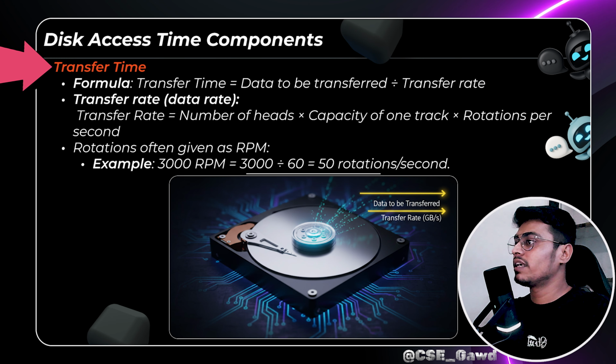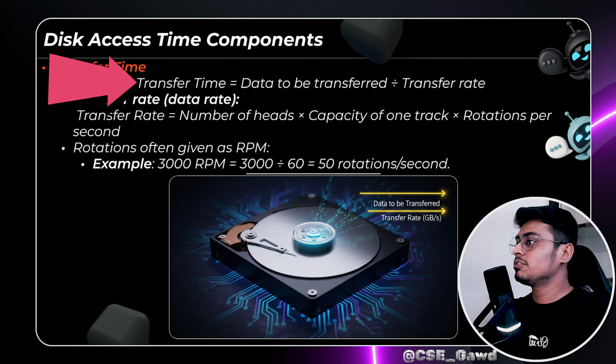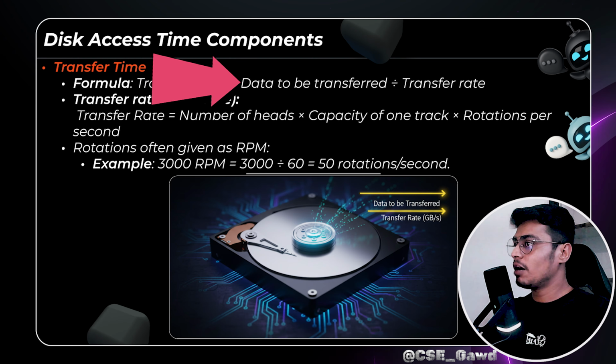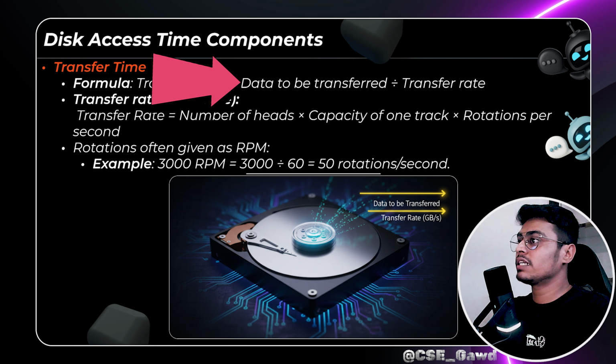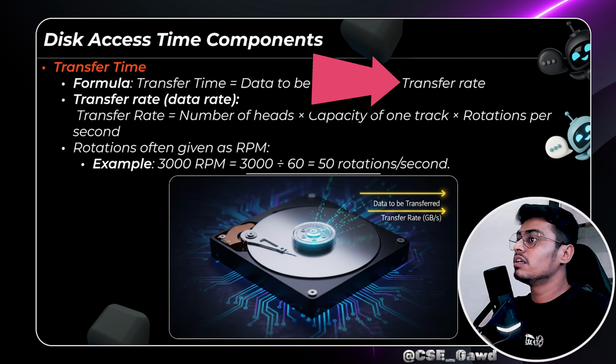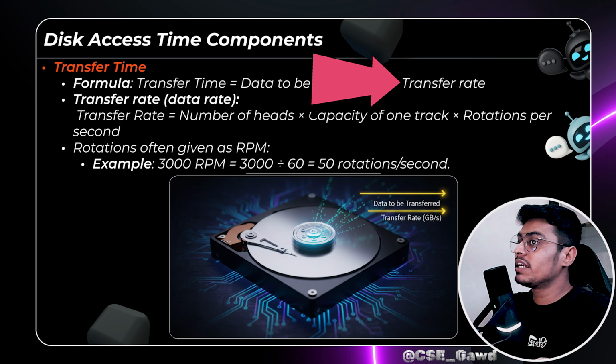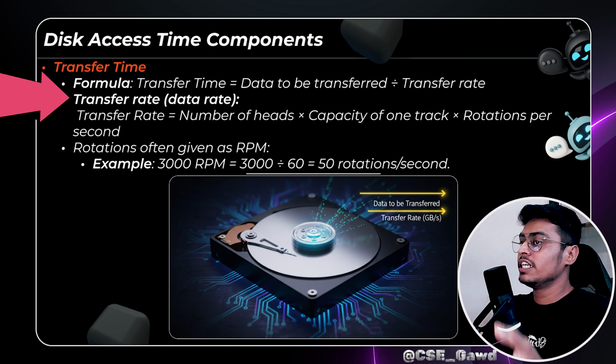Now what is transfer time? The third component is transfer time. Transfer time is equal to data to be transferred divided by transfer rate. The amount of data will be given in the question. It might be the data from one sector, two sectors, or multiple sectors. The transfer rate is how much data can be transferred per second. Sometimes you are not directly given the transfer rate and you need to calculate it.